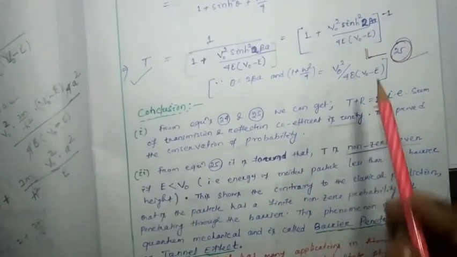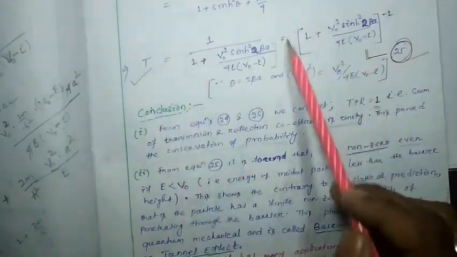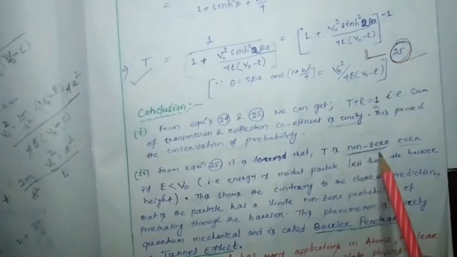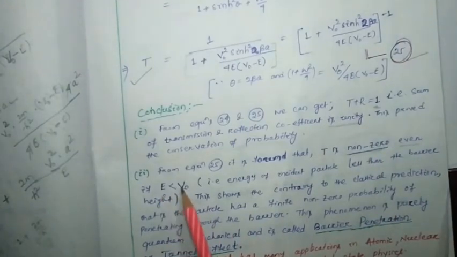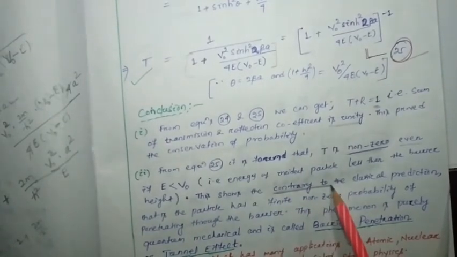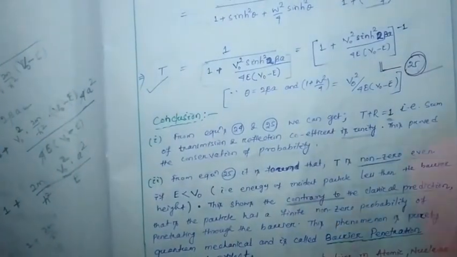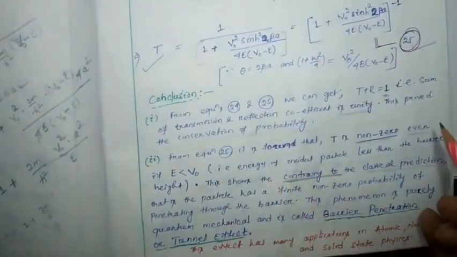Okay, that means from the mathematical derivation we found that the transmission coefficient is not a zero value. It is a non-zero value even for E less than V0, as I discussed just now. This shows a contradiction to the classical prediction. That means if a particle's kinetic energy is less than the strength of this restriction, it could not penetrate. But here it has the capacity to penetrate to the third region.